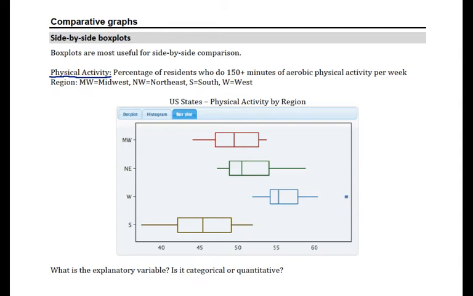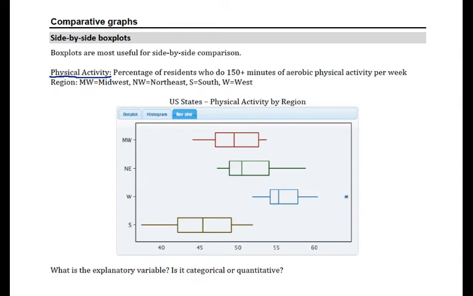So the percentage of residents within each state. This is from the U.S. states data set, and each case in this data set is a state. And so we could think of this physical activity as maybe starting out as a quantitative variable, number of minutes of aerobic physical activity per week.